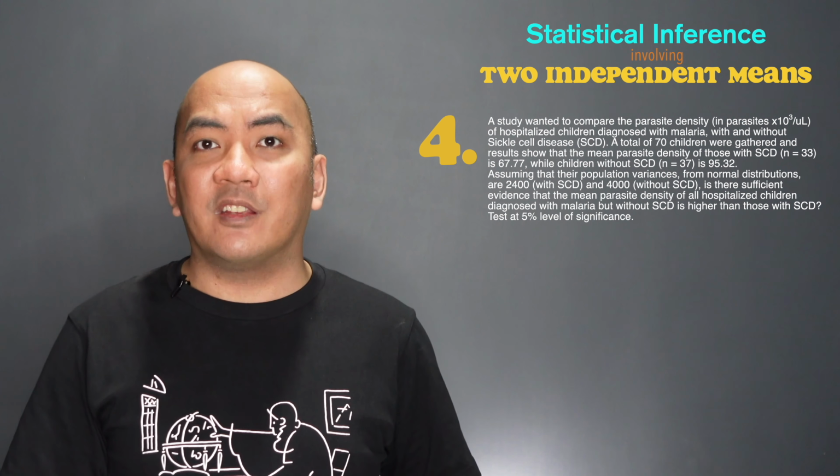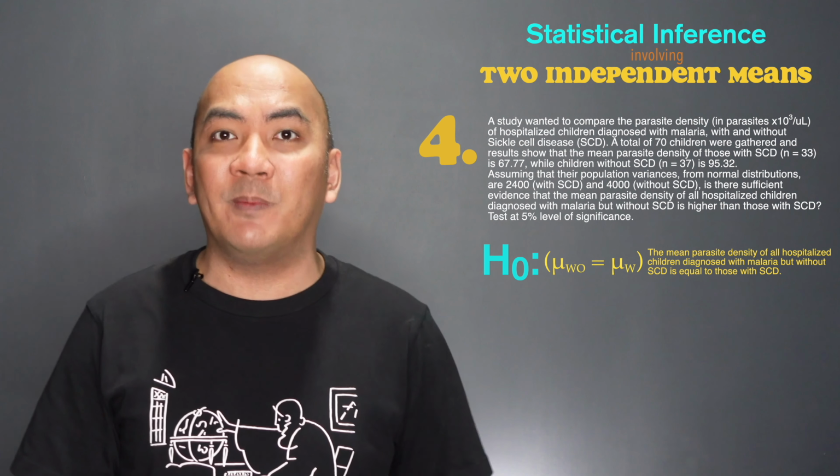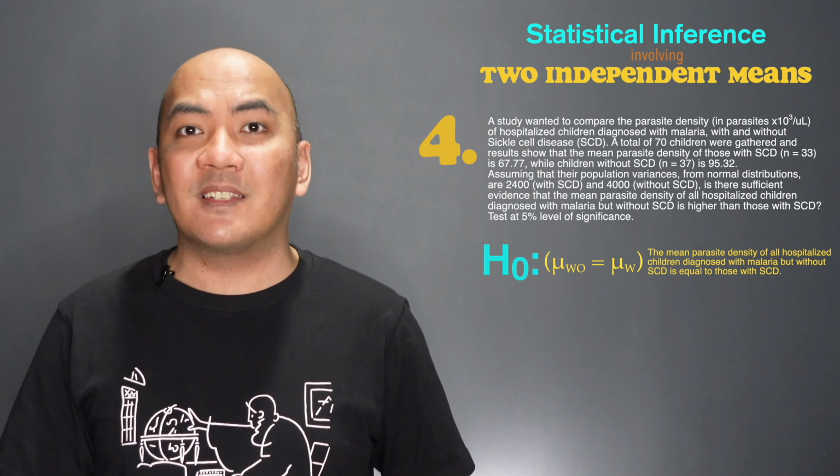with sickle cell disease. So our null hypothesis here is that the mean parasite density of all the hospitalized children diagnosed with malaria but without sickle cell disease is equal to the mean parasite density of all the hospitalized children but with sickle cell disease. And the alternative hypothesis is that the mean parasite density of all hospitalized children diagnosed with malaria but without sickle cell disease is higher than the mean parasite density of all hospitalized children with sickle cell disease.